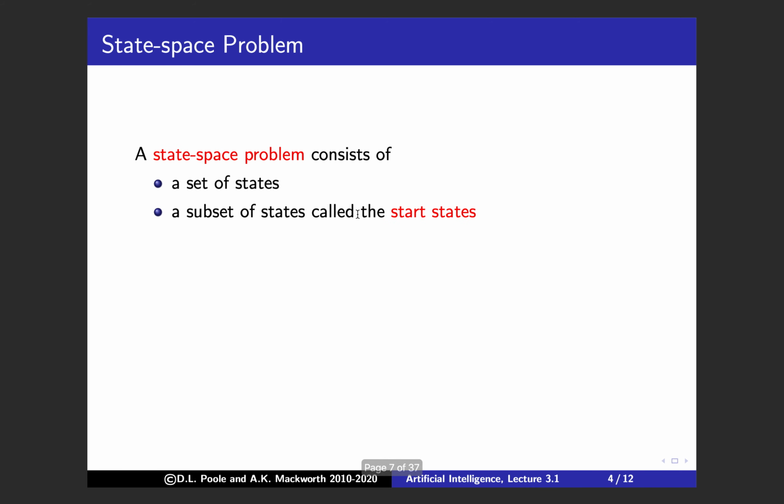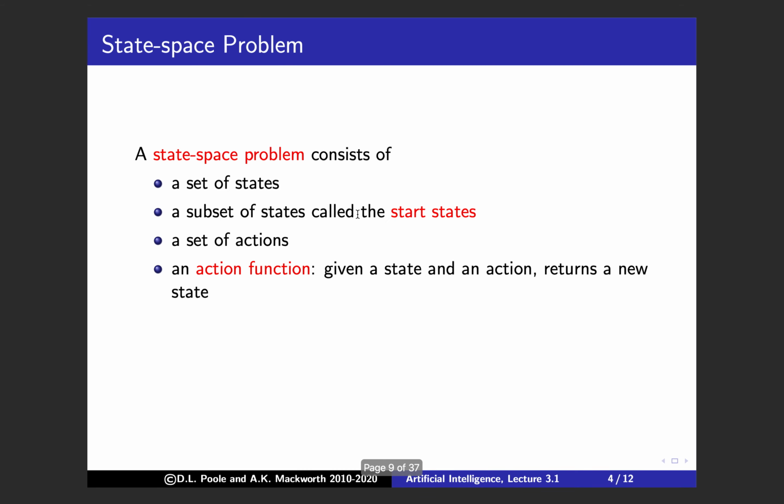Okay, so here's the state space problem. There's a set of states and a subset of states called the start states. So we have a set of states, a set of start states and a set of actions. What we also need then is an action function. Given a state and an action, it returns a new state. So this is assuming that we have a deterministic system. So that's why we can do this.